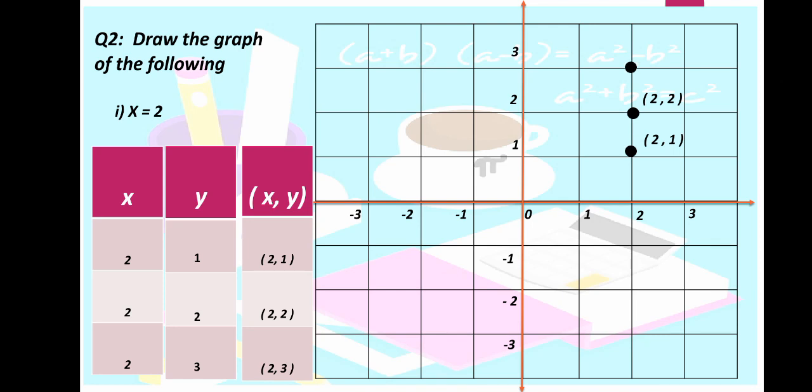After making a point, mention the ordered pair (2, 3), and then you have to join these points. So this is the graph of x equals 2.